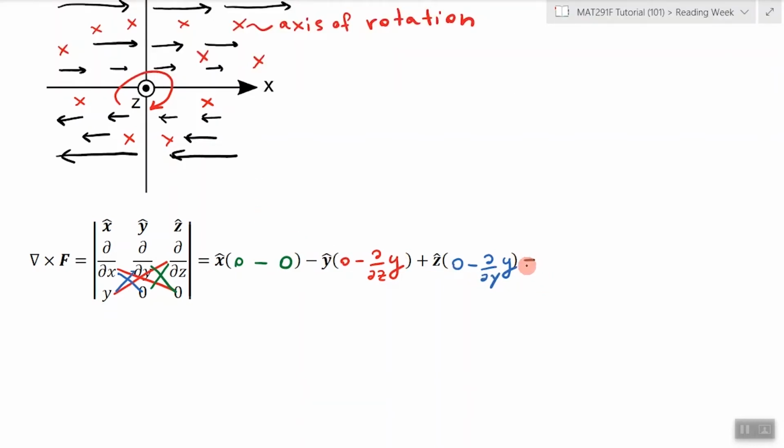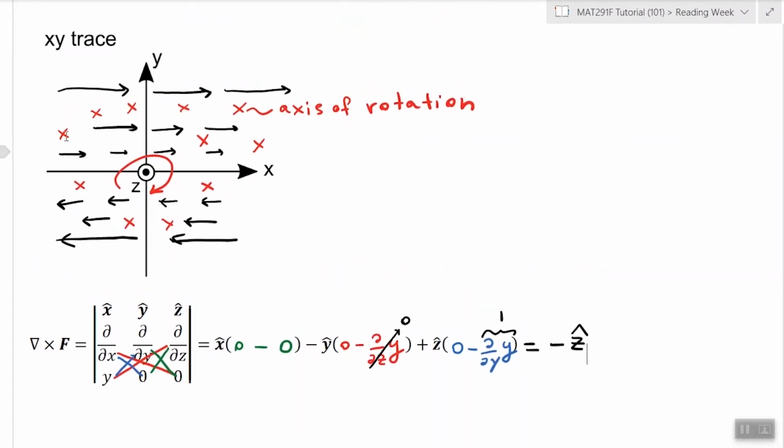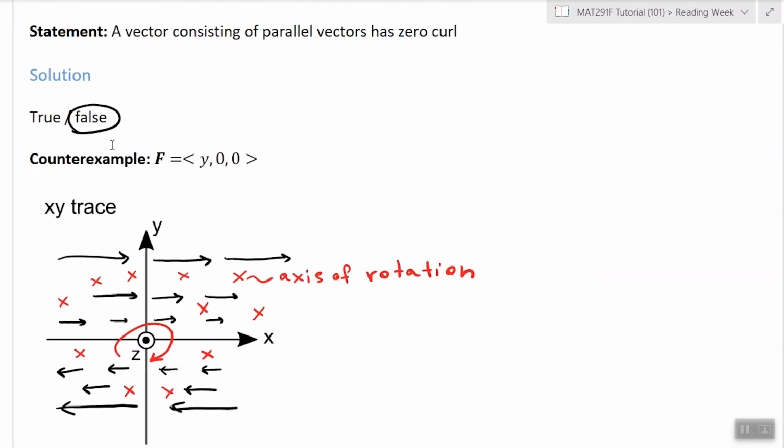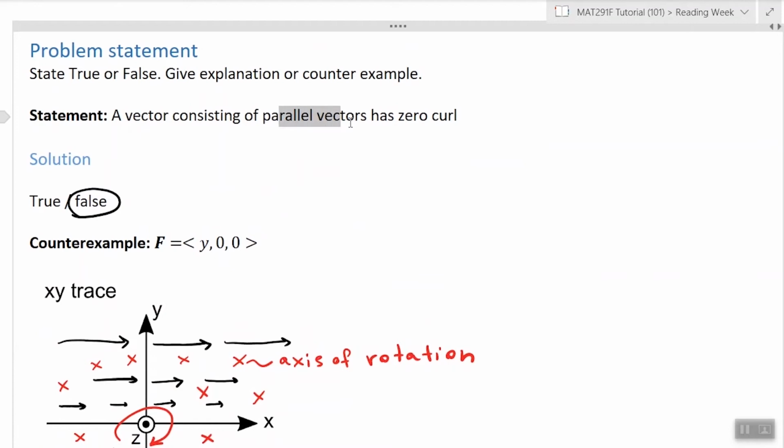This is equal to, here I get 0. Here, actually, I get 0 again because this derivative is 0. So the only thing left is this. This derivative is 1, so I get negative z hat, which actually has to do with these axes of rotation going into the page, so in the negative z hat direction. The main thing is this curl is non-zero, even though the vector field has parallel vectors. That's why the statement was false.